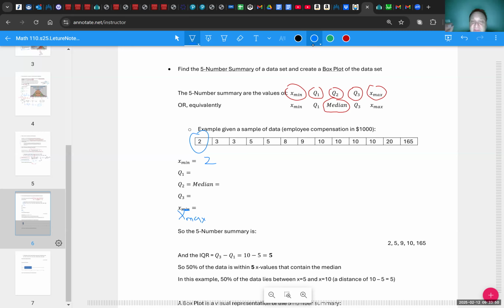Right, the 5-number summary is X min, Q1, Q2, Q3, X max. So X max is just the maximum value, which is 165. We know the median because we found it in our calculations before. It was 9. But we're going to be using StatCrunch to get all these numbers anyway. So let me go over to StatCrunch.